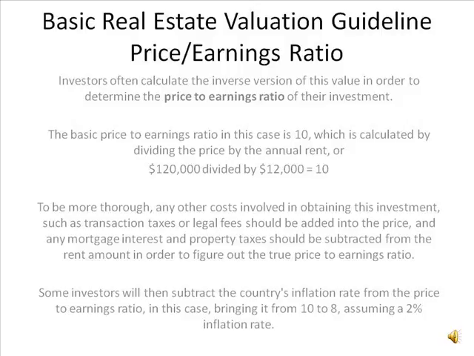To be more thorough, any other costs involved in obtaining this investment, such as transaction taxes or legal fees, should be added into the price, and any mortgage interest and property taxes should be subtracted from the rent amount in order to figure out the true price-to-earnings ratio. Some investors will then subtract the country's inflation rate from the price-to-earnings ratio, in this case bringing it from 10 to 8, assuming a 2% inflation rate.